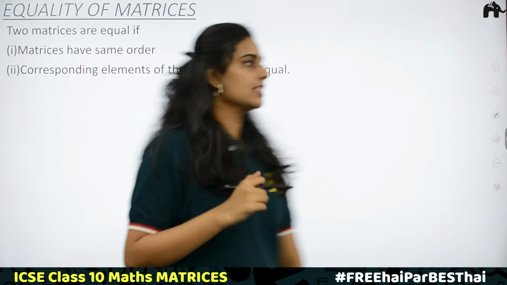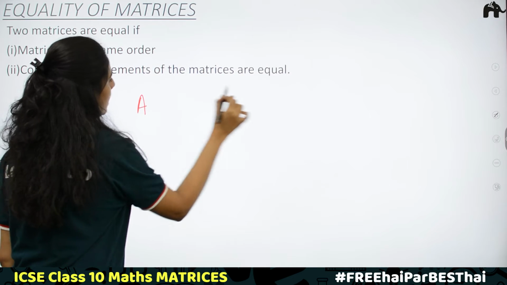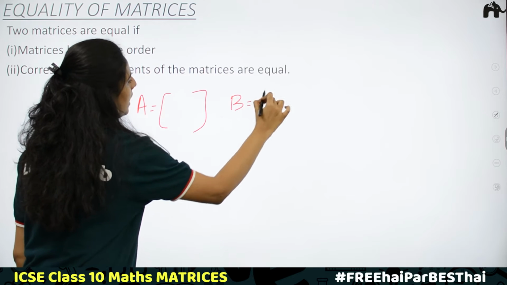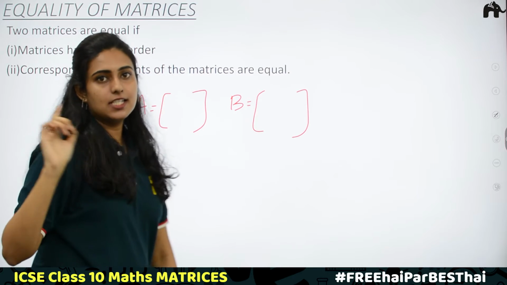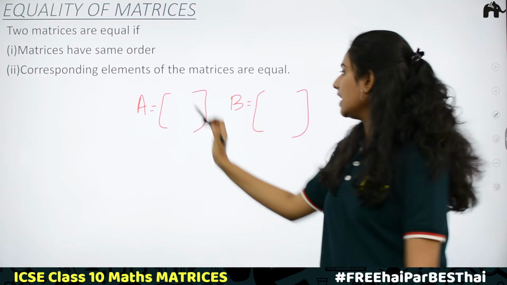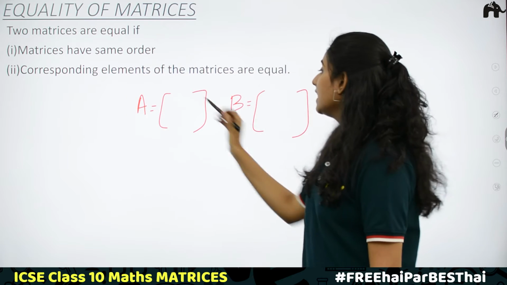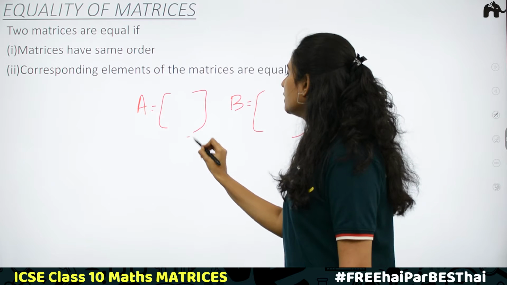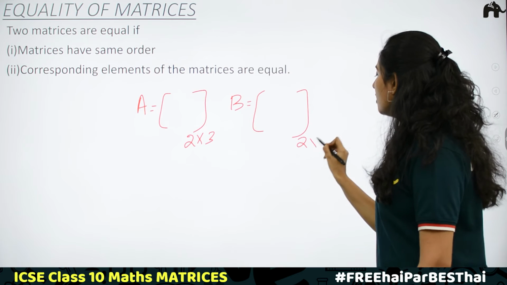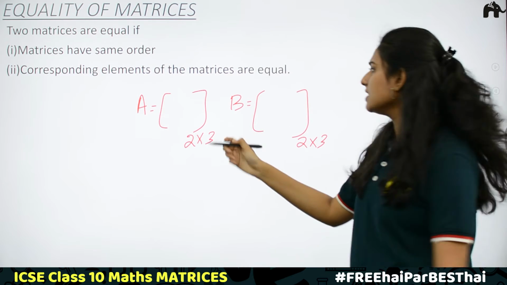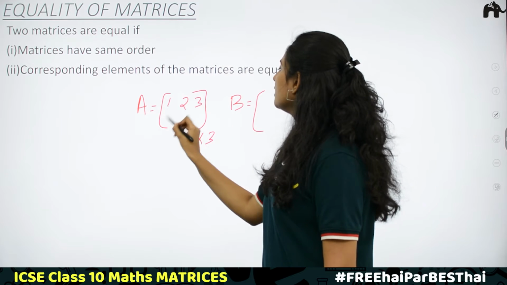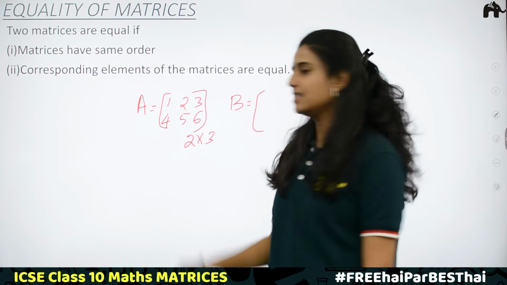Equality of matrices. When do we say two matrices are equal? We are taking two matrices, matrix A and matrix B. Okay. A contains some elements and B contains some elements. First thing to check is if the matrices have the same order. Here I am going to give you two matrices. The first matrix order is 2 by 3 and the second matrix also the order is 2 by 3. Now we will fill some elements. 1, 2, 3, 4, 5, 6.